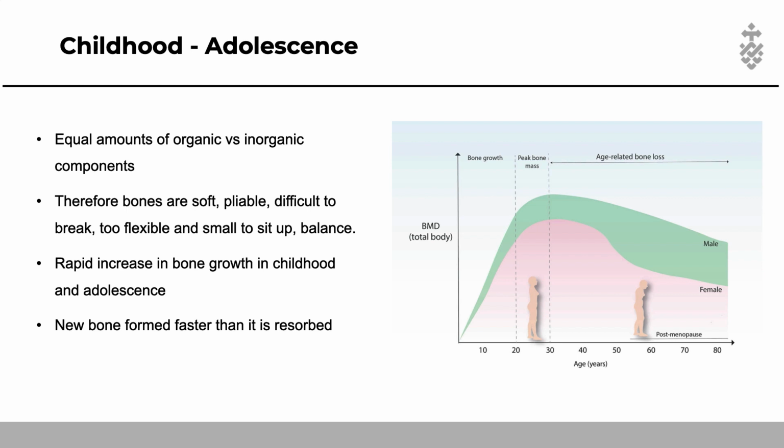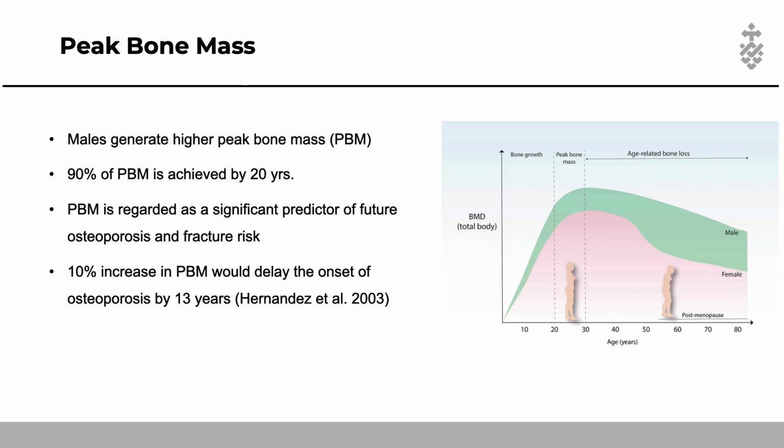Now, in youth, new bone is formed faster than it's absorbed, and this results in a net growth in bone mass. So we can see from birth to our 20s or 30s, our bone mineral density is constantly increasing, our bone mass is increasing. And that increase lasts until around the mid to late 20s, where we hit peak bone mass.